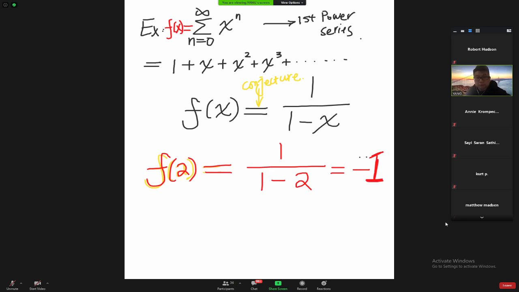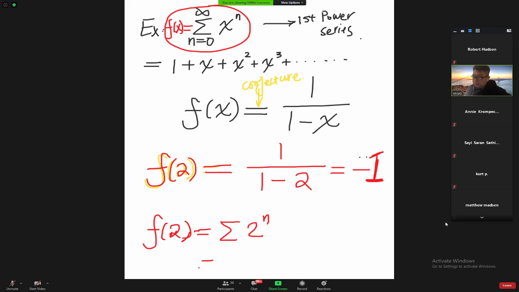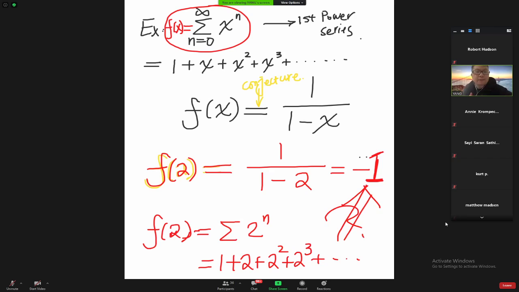f(2) equals negative 1. But what is f(2)? By definition, the series should equal the summation of 2 to the n. It should equal 1 plus 2, plus 2 squared, plus 2 cubed. This one equals -1? How come? That's not true, right? Then where's the problem?